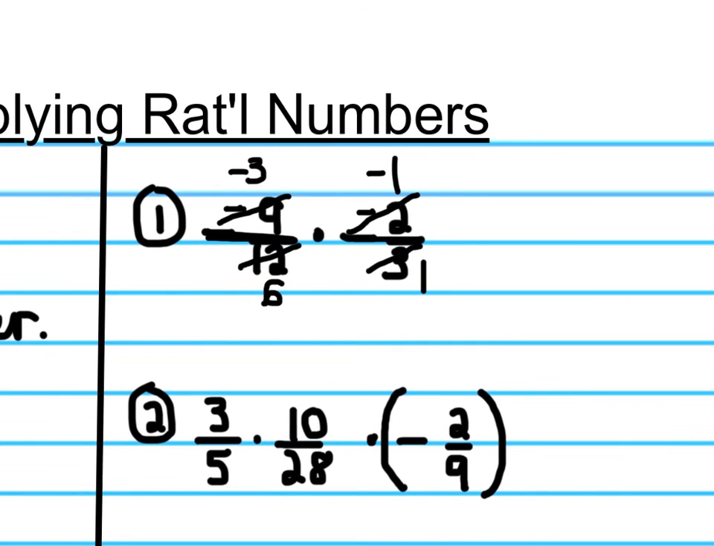Here you can also look to see if any number on top can cross cancel with any number on the bottom. I see that negative 3 and 6 can be reduced, so I divide both of them by 3. That makes a negative 1, and the 6 becomes a 2. Any number on top can be reduced with any number on the bottom. I think we're done. Now we multiply the two numerators: negative 1 times negative 1 is 1. Then we multiply the two denominators: 2 times 1 is 2. This is our answer.